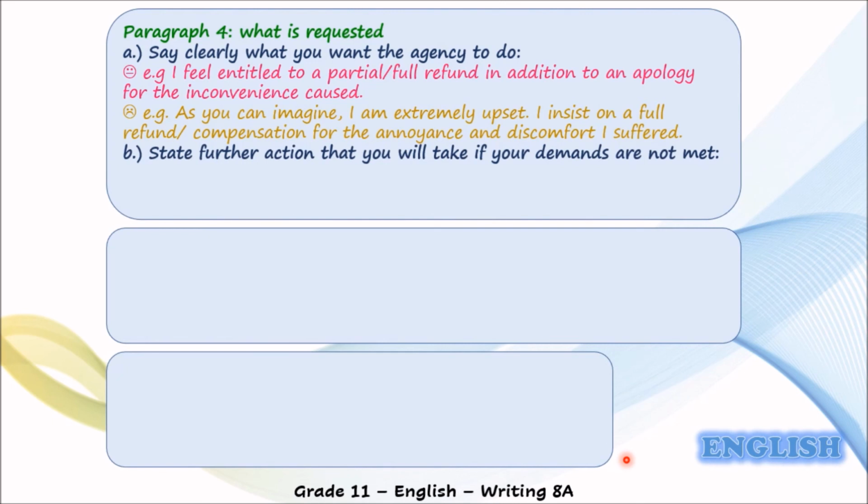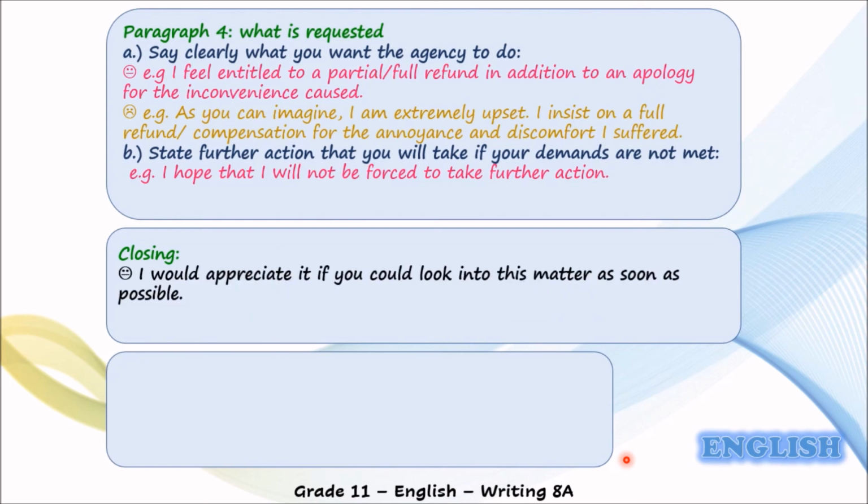B, you also need to state further action that you will take if your demands are not met. Example: I hope that I will not be forced to take further action. Now we come to the closing or the ending of this email. So here you can state, for example, I would appreciate it if you could look into this matter as soon as possible. Here you need to tell the recipient that you are expecting a reply from them. Or you can say, I look forward to receiving a prompt reply. And then at the end, you are going to sign off your email or letter.